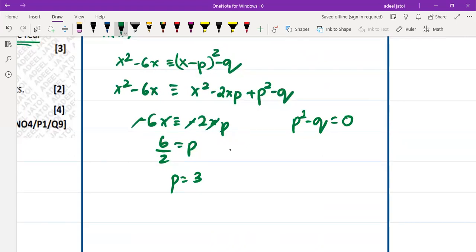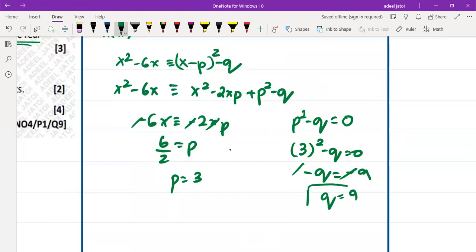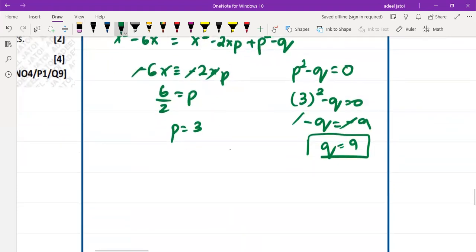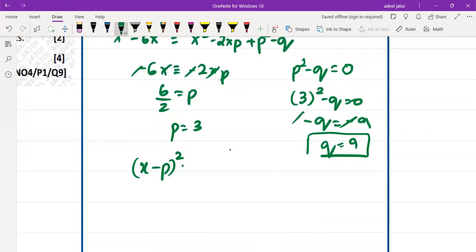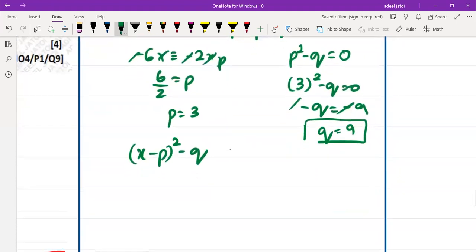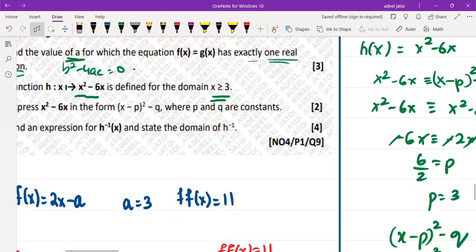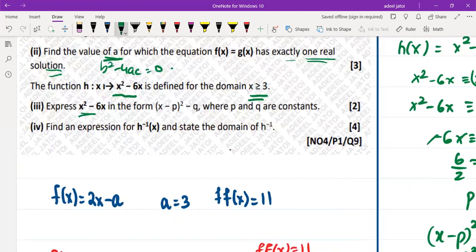So for the constant, we'll be writing 0, and we know that p is 3, which can be squared. So this should be minus 9 equal to minus 9, q minus 9. So q becomes 9 only. Now considering that we already had x minus p whole square minus q, we know x minus 3 whole square minus 9 will be the answer. This will be the answer for the question that says express x square minus 6x in this form where p and q are constants.